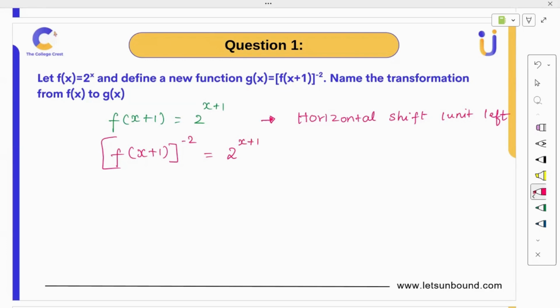2 power x plus 1 is your f of x, and you raise it to the whole power minus 2. Power to the power, how will you do it? You will just multiply the exponents. 2 power minus 2x minus 2. Okay, I write it in simplest form.